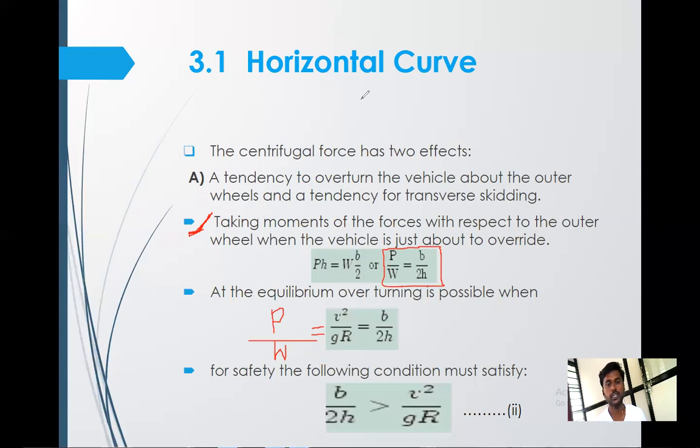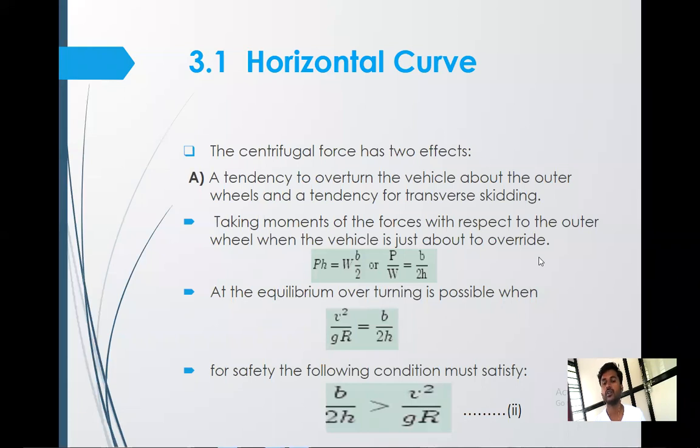Now we will see the condition to avoid the skid. This is for overturning the vehicle. The centrifugal action affects the vehicle in two manners: one is overturning and the other is the transverse skid. For overturn, we have now seen what the safety factor is.